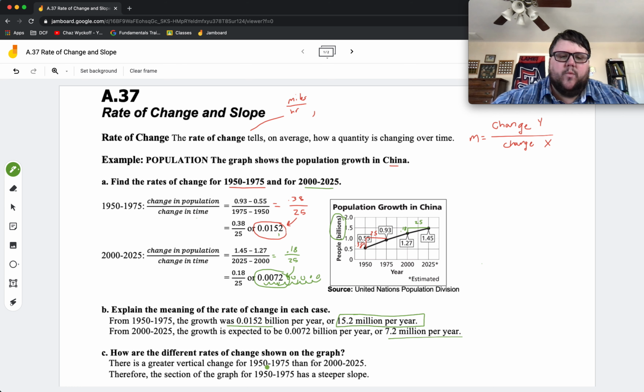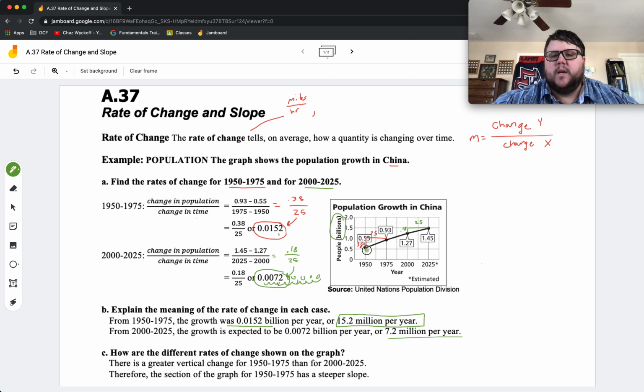Notice, how are the different rates of change shown on the graph? Well, the greater the vertical change, right? There is a greater vertical change for the first rate from 1950 to 1975. However, the horizontal is the same. So there is a greater vertical change from 1950 to 1975 than 2000 to 2025. We notice that. Therefore, the section of the graph from 1950 to 1975 is steeper.